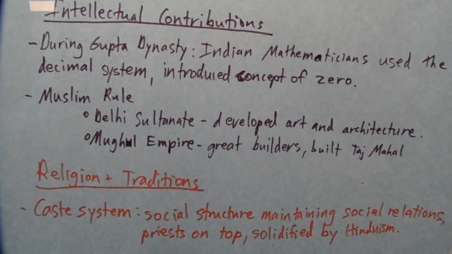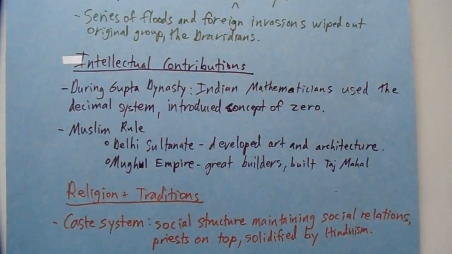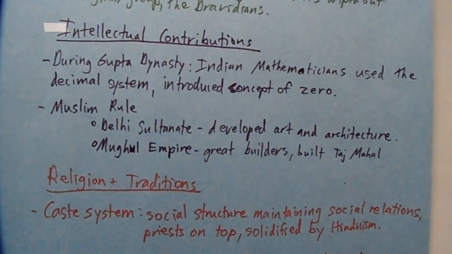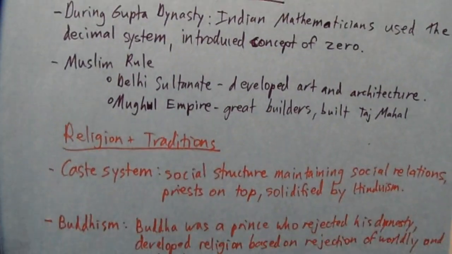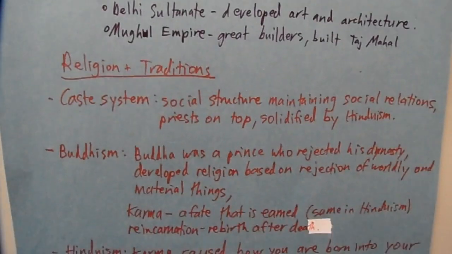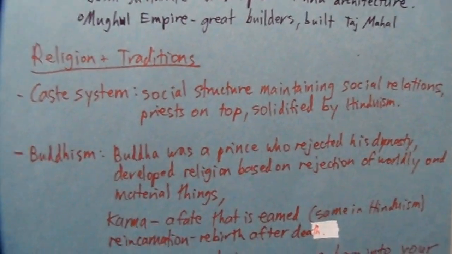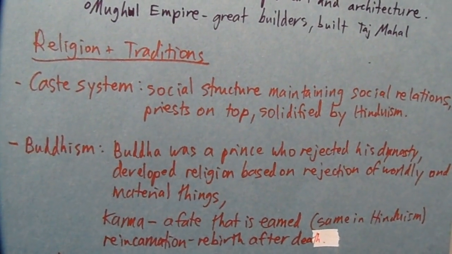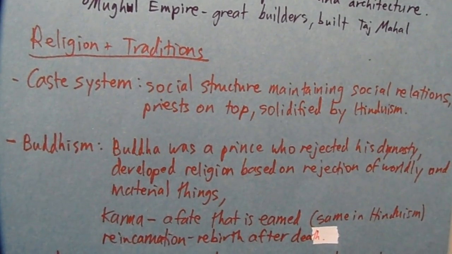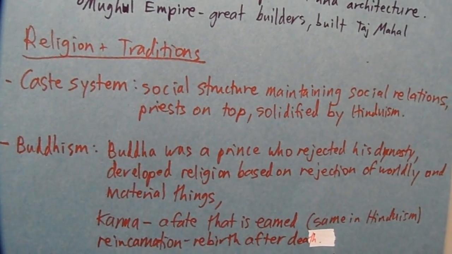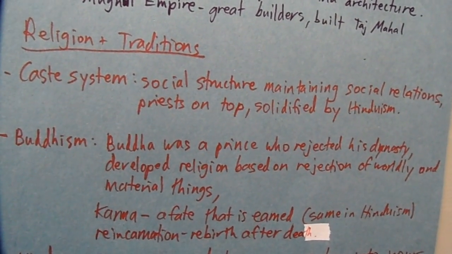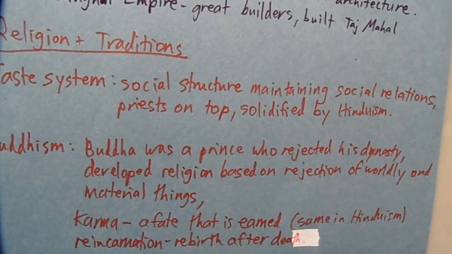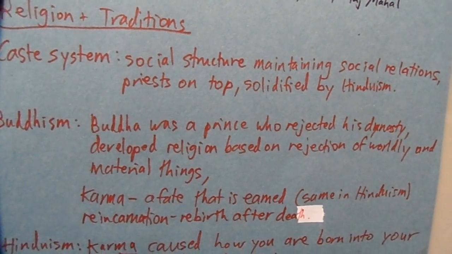And one question was about what was the most lasting contribution of Hinduism on the social development of India? And the answer, of course, is the caste system, social relations. That's one thing to remember. And then we look at Buddhism. Actually, I was a little confused about this. I thought Buddhism might be from China or Japan, I didn't know what. But actually, it started in India, and he was a prince who rejected his dynasty. And he developed this religion based on rejection of worldly and material things.